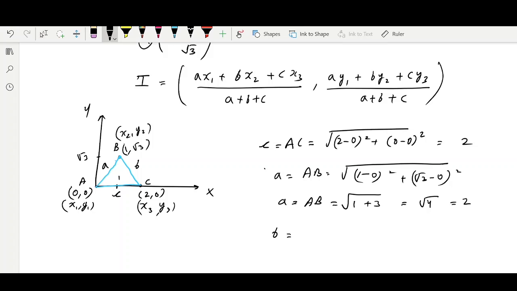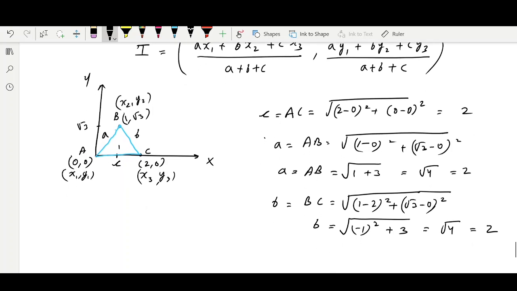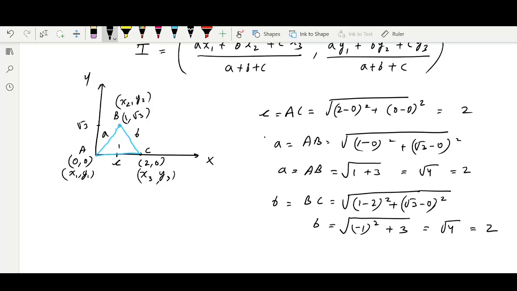Then BC is found out as under root 1 minus 2 the whole square plus root 3 minus 0 the whole square, right? Minus 1 the whole square is 1, root 3 the whole square is 3, so this will again come out to be root 4, that is 2. So all the sides are of length 2.